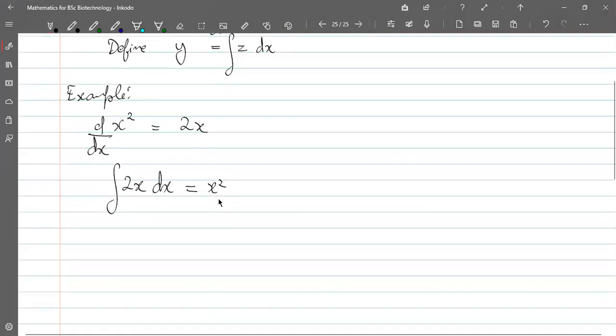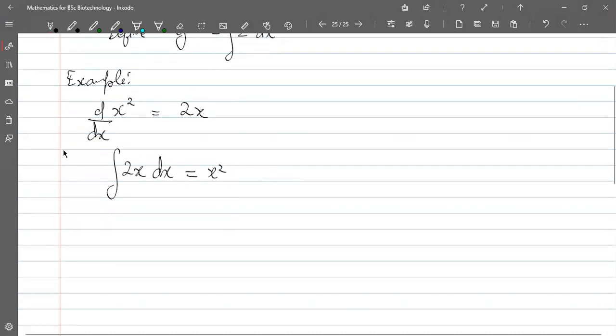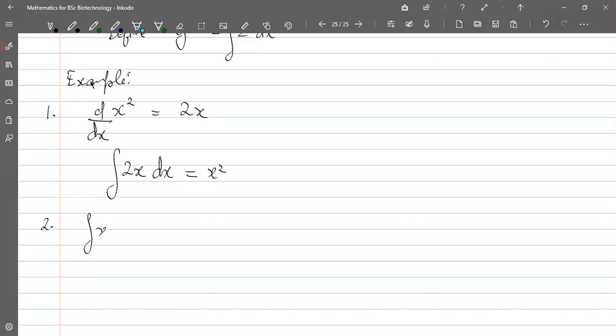Now, if you have studied this before, you may be wondering about the plus c here, which I'll explain later. But let's look at this example. So this is clear. However, I want the integration of x dx, because 2x is not really a natural thing to ask about, right? Why is there a 2 there? It's more natural to ask what is the integral of x dx.